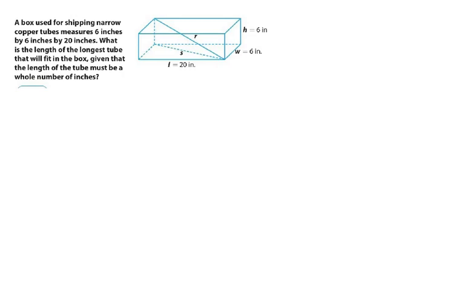It says a box used for shipping narrow copper tubes measures 6 inches by 6 inches by 20 inches. What is the length of the longest tube that will fit in the box, given that the length of the tube must be a whole number of inches? So, Mr. Collier, can you please help us out with this one?